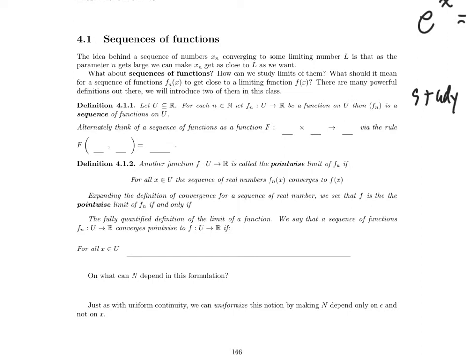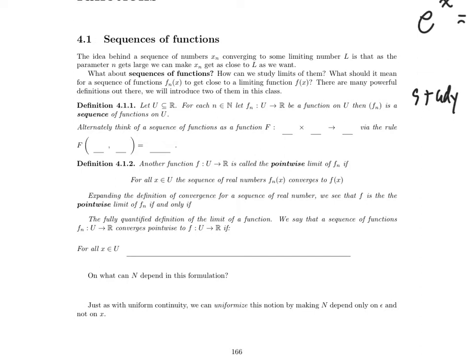Well, that's easy enough. Let U be a subset of R. For each n in N, let f sub n from U to R be a function. Then, if you regard the lot of them, one of them for each natural number n, that's what a sequence of functions is. Alternately, a sequence of functions is just a rule that takes a number n and gives you a function.